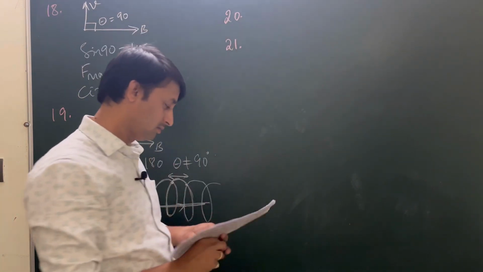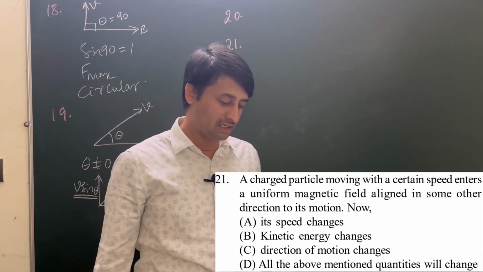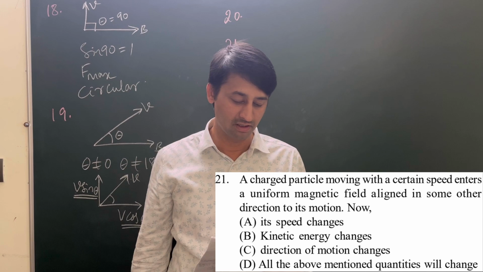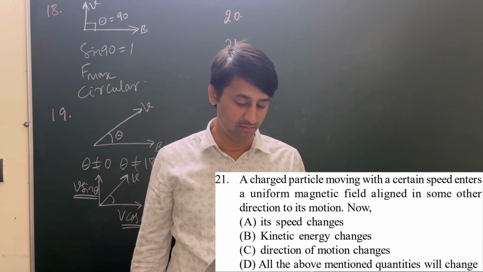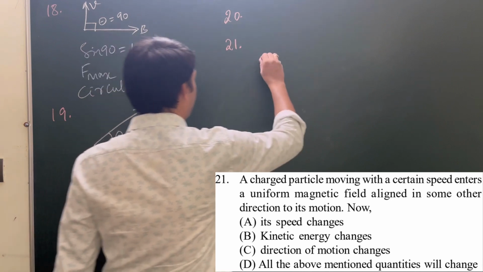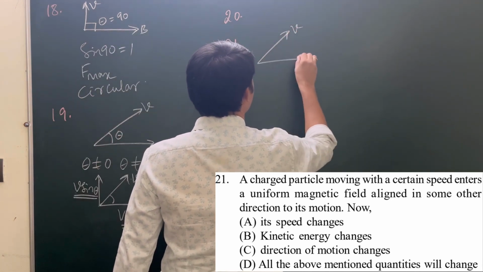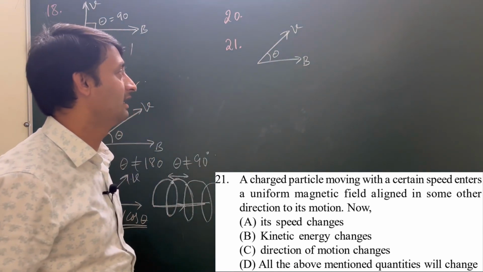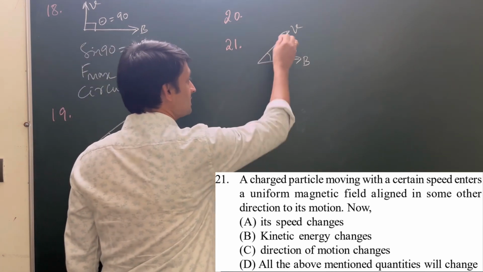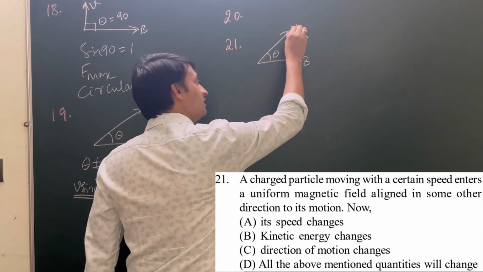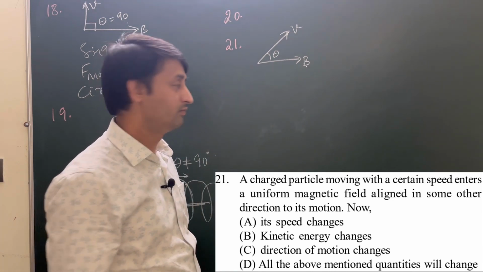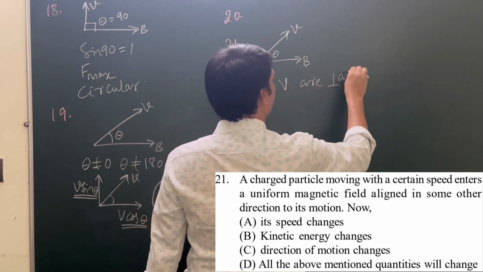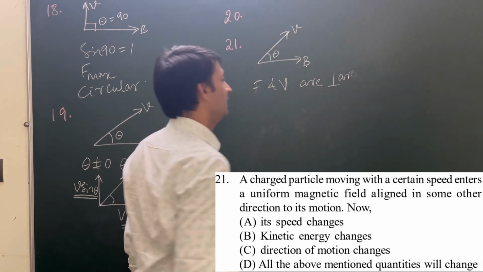21. Question number 21: a charged particle moving with a certain speed enters a magnetic field aligned in some other direction to its motion. Now, a charged particle is entering the magnetic field. When entering the magnetic field, it is making some angle theta here. When it is making an angle theta, the force acting on the charged particle is perpendicular to velocity as well as the magnetic field. F and V are perpendicular.